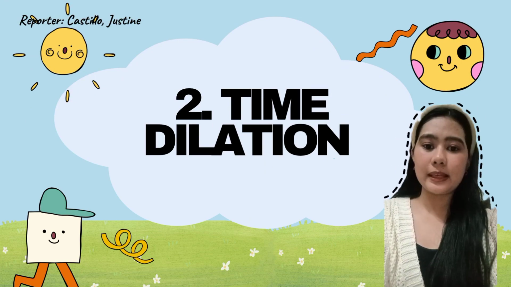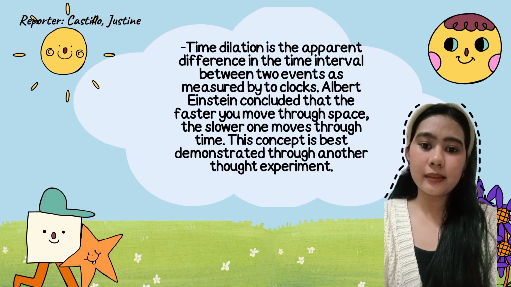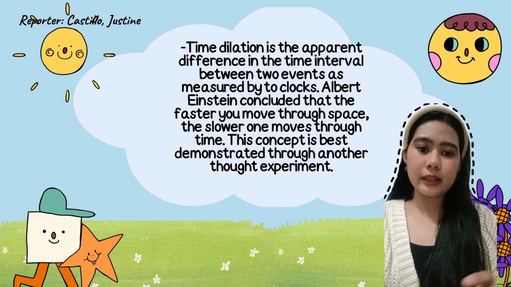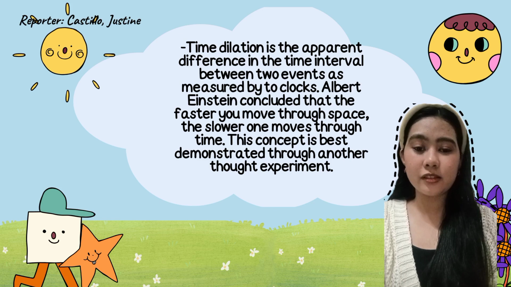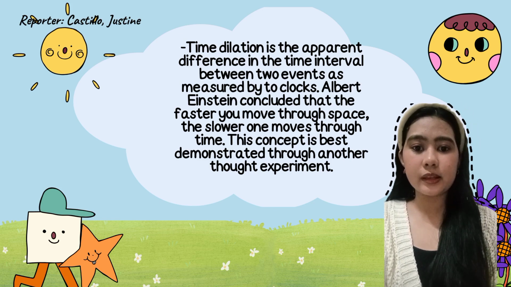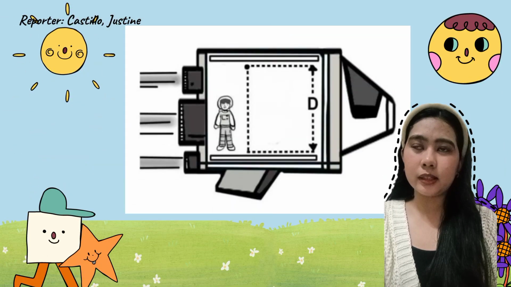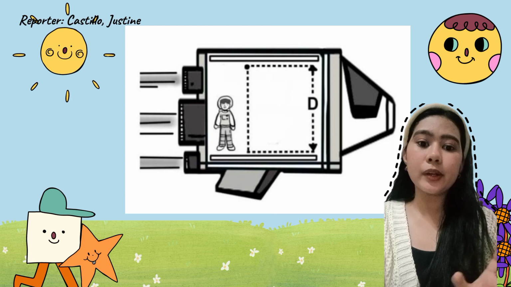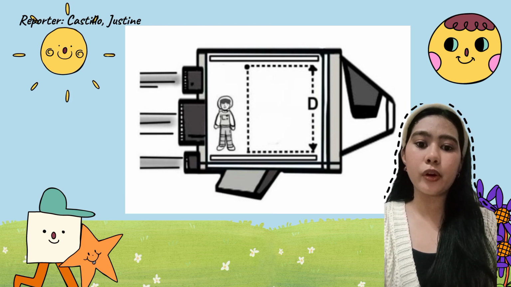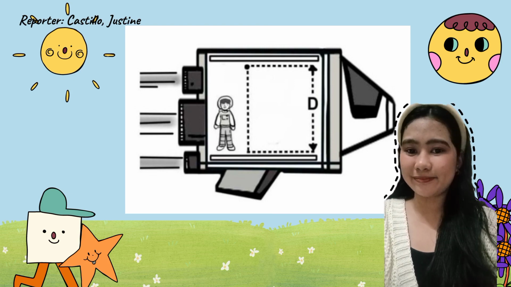Second topic is time dilation. Time dilation is the phenomenon predicted by Einstein's special theory of relativity. It states that time passes differently for objects moving relative to each other. Essentially, time slows down for objects in motion compared to those at rest, and this effect becomes more pronounced as the speed of the object approaches the speed of light.